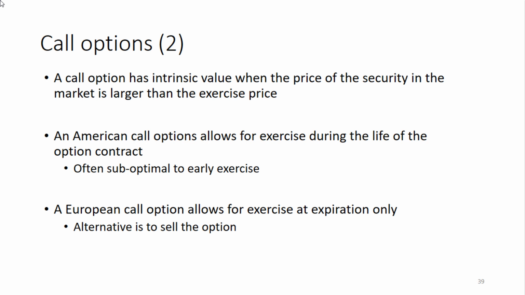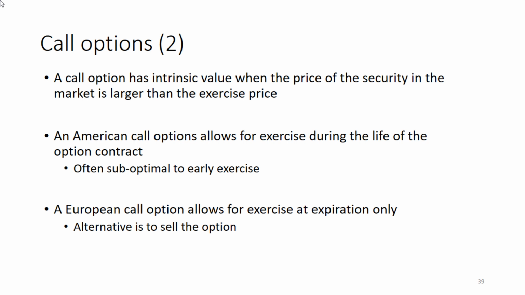Well, there's a difference between European options and American options. So that has nothing to do with the region where they are sold. American and European do not refer to the region where the options are sold. An option is called an American option when the holder of the option, the buyer of the option, is allowed to exercise the option already during the life of the contract.